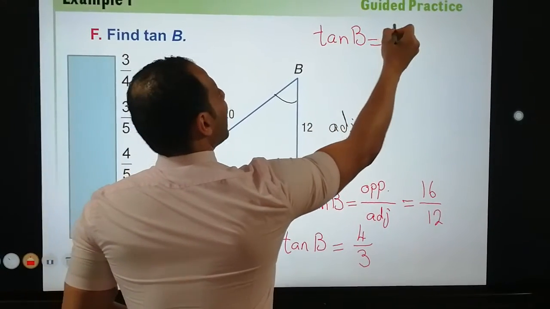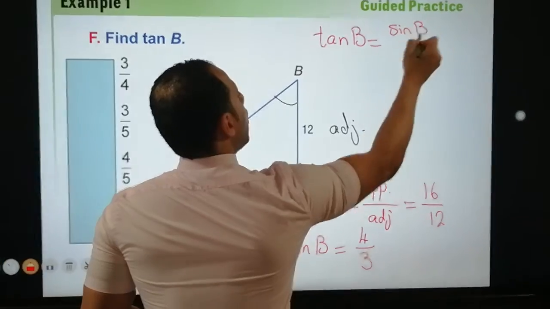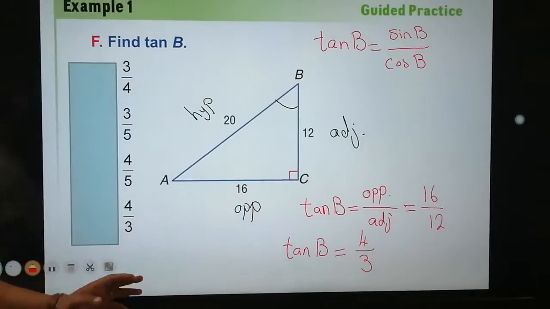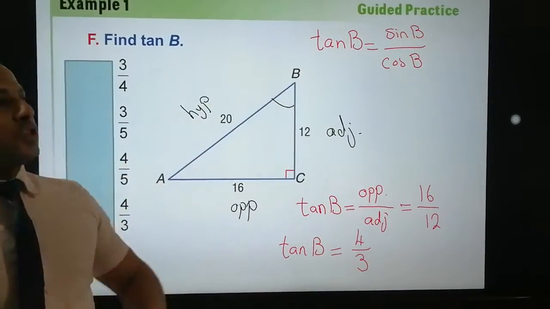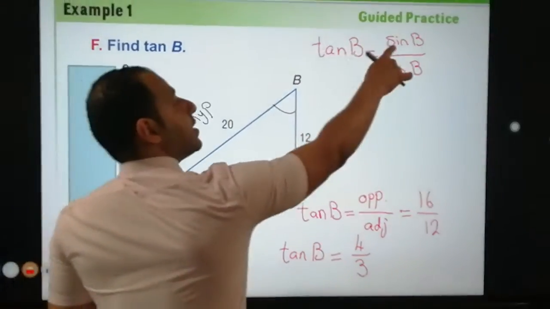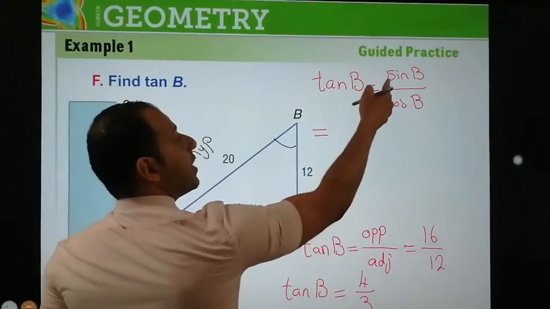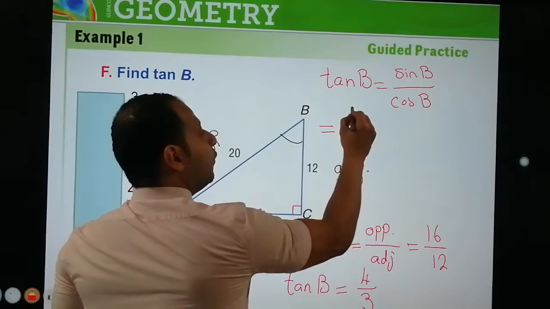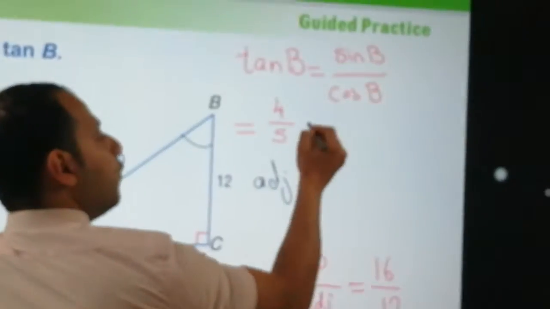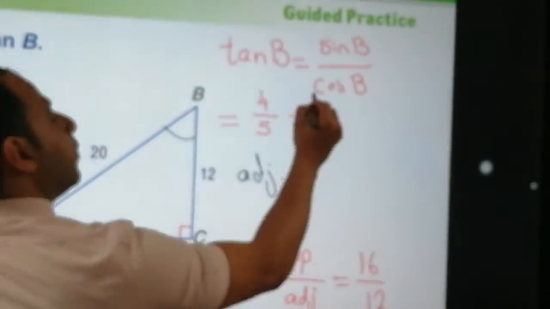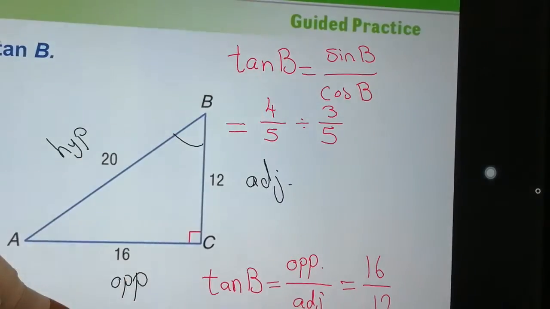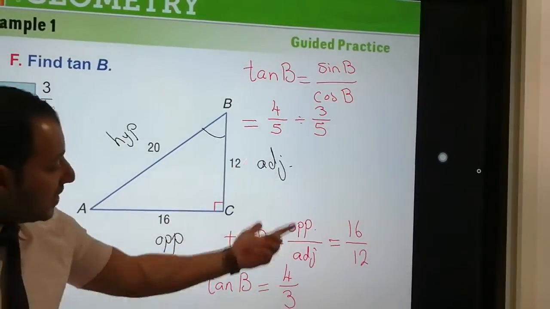Tan B equals sine B over cosine B. We said this before. Tan is equal to opposite over adjacent, or sine over cosine. From the two previous problems, we get the sine and divide it by the cosine. Sine will be 4 over 5, and the cosine, this over, it means divide, 3 over 5. If I get it this way, he gave that the answer will be the same.